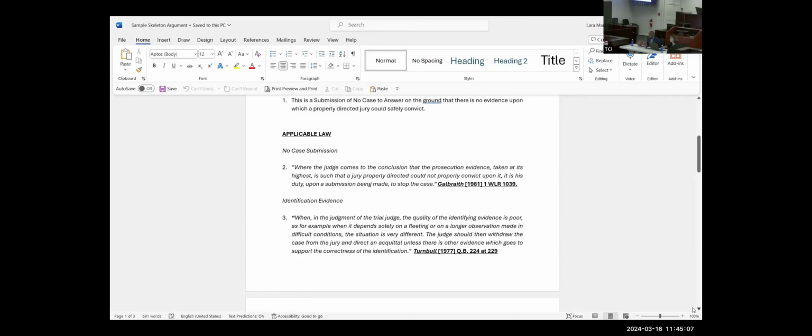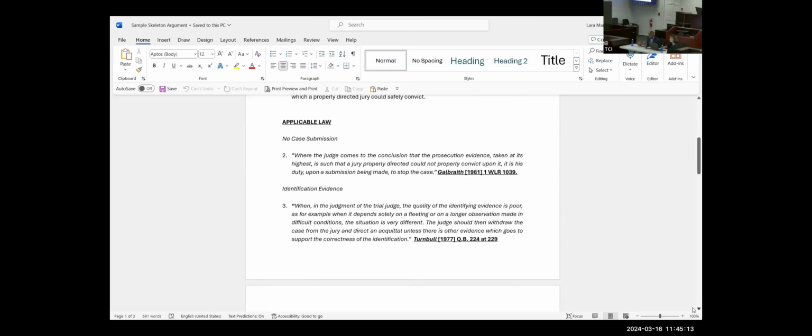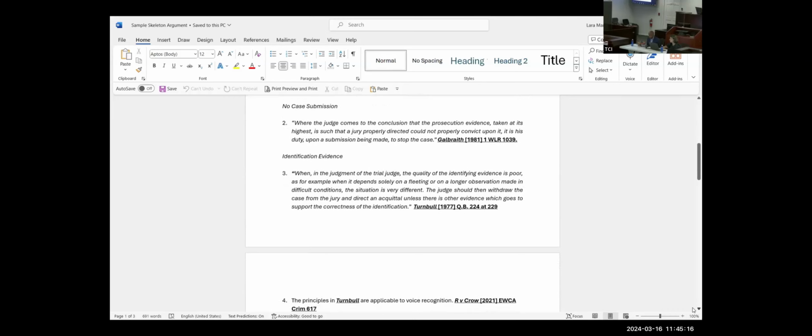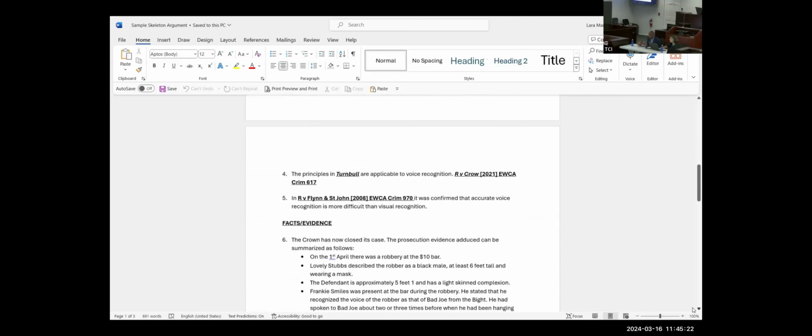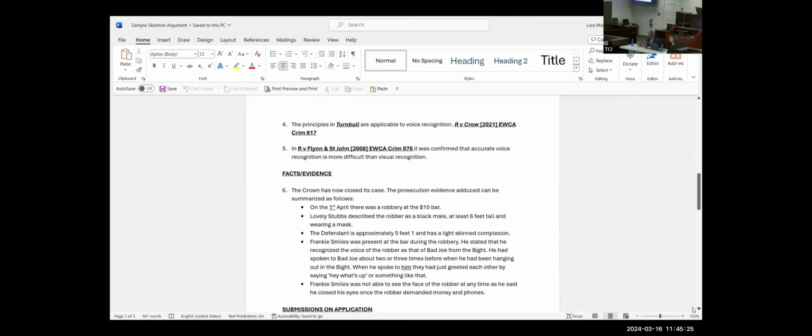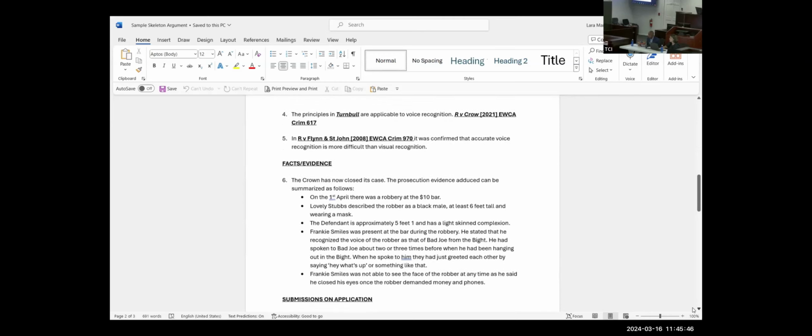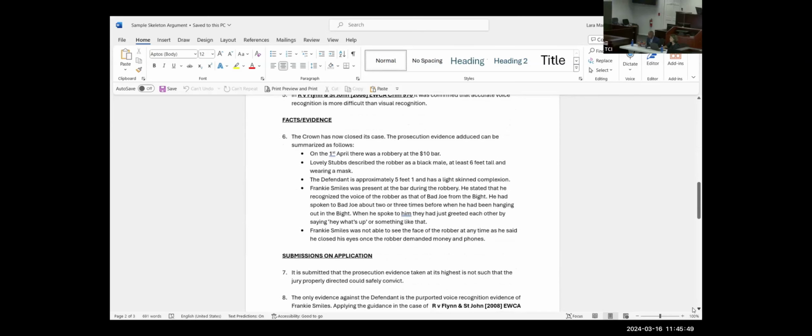Again, very familiar to criminal practitioners, criminal judges. The quote from the well-known case of Turnbull, which is still applicable in relation to identification generally. And then voice identification, letting the judge know there, again, fairly briefly, the relevant authorities, which will be appended in an authorities bundle, the case of Crow, and another case, Flynn and St. John, which makes the point that voice recognition is actually more difficult, has been shown to be more difficult than visual recognition. So that was the relevant law.